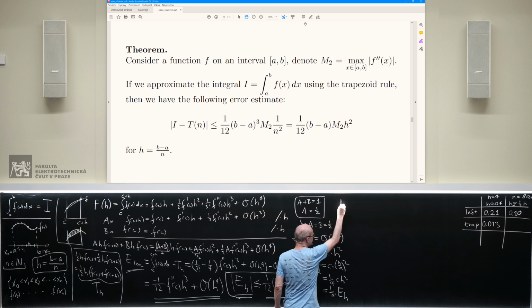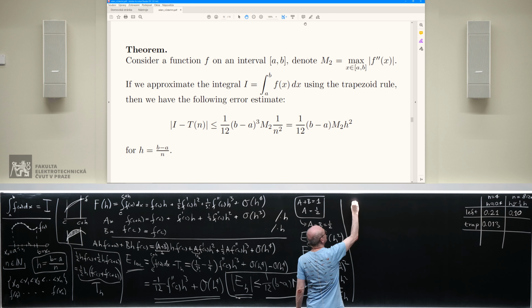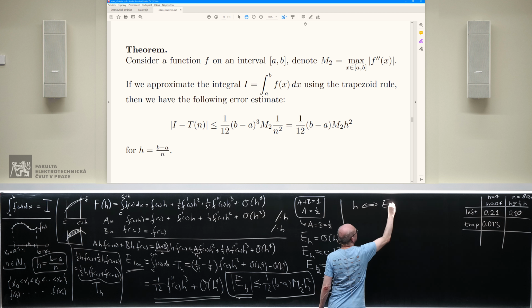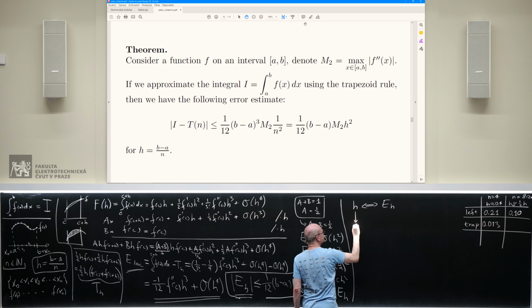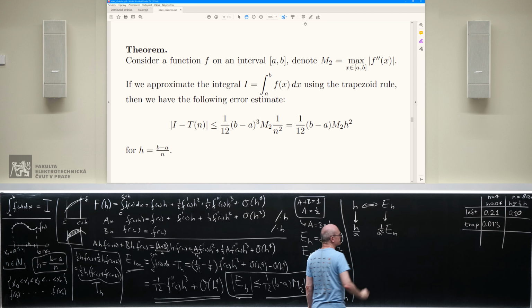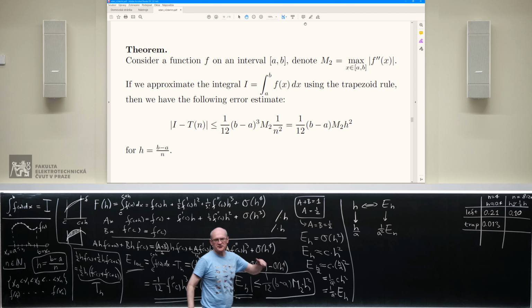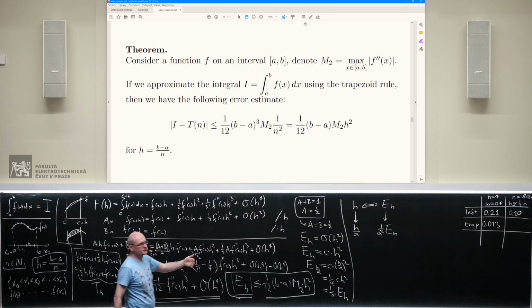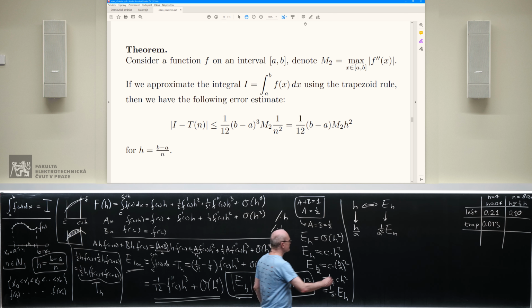So we are getting a new picture. A new picture looks like this. We have step size and corresponding error. When I divide the step size a times, then the error decreases a squared times. And that's the benefit of higher order methods. Faster improvement, better reaction to the changes that we make.